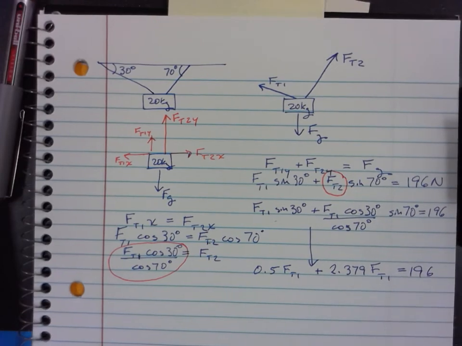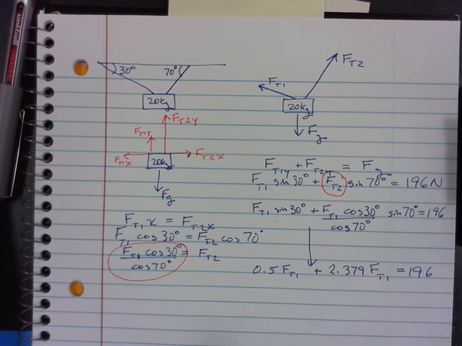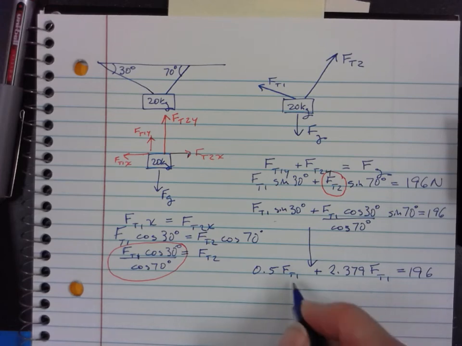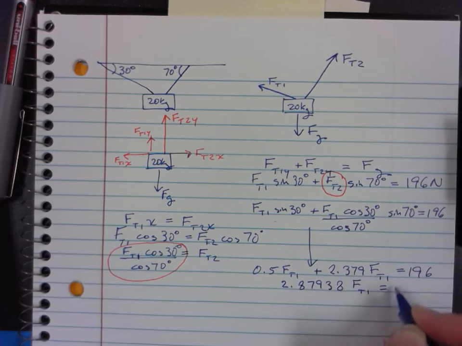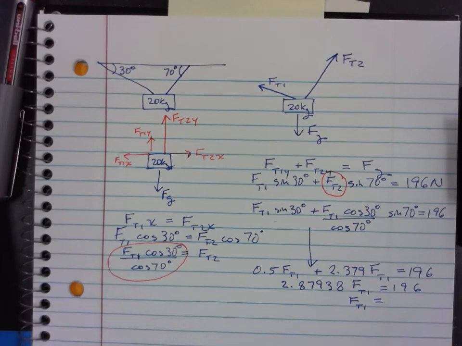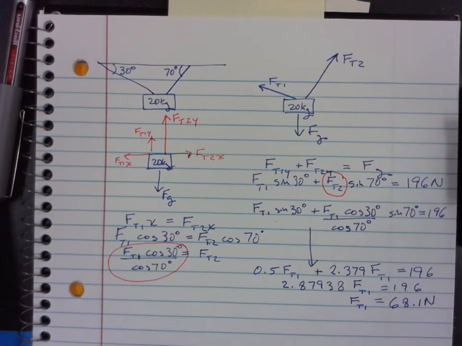So that's equal to 196. We're almost done. These two are the same variable. So if I do 2.379, I'm going to keep some more digits, it was 38, plus 0.5, I have 2.87938 times FT1 equals 196. And so FT1 is 196 divided by that number, and we get 68.1 newtons.